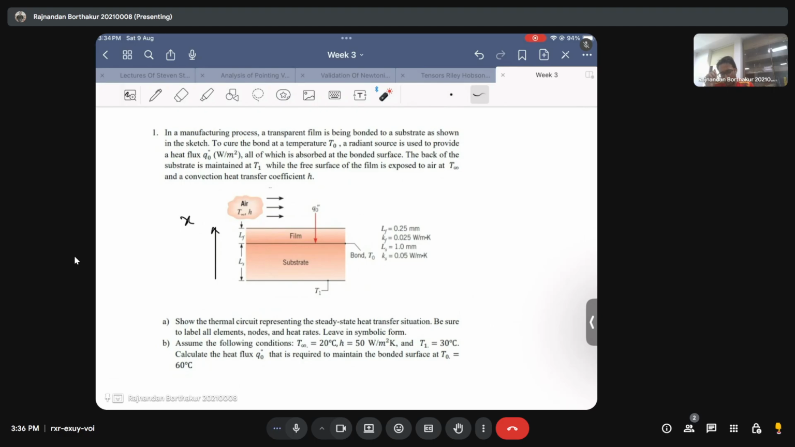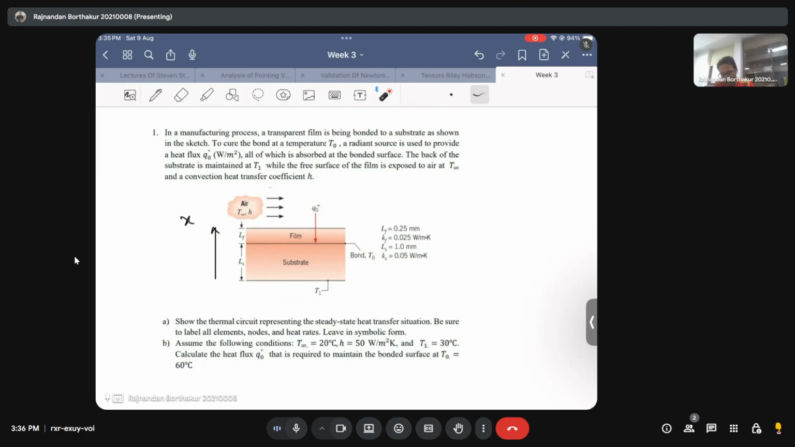The back of the substrate is maintained at a temperature T1. This is given, that is the lower half of the substrate, or the back of the substrate, is maintained at temperature T1, while the free surface of the film is exposed to air at T infinity and a convection heat transfer coefficient h. That is, the free surface of the film, which is basically this surface, is exposed to air having temperature T infinity with a heat transfer coefficient h.